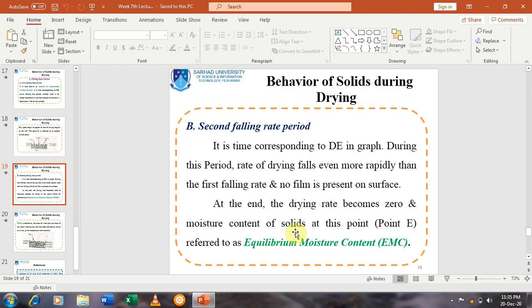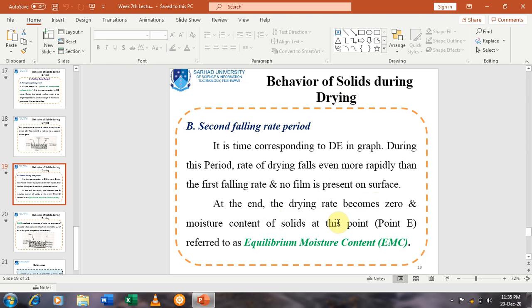And the second falling rate period is the time corresponding to D in the graphical representation, and in this stage the rate of drying falls more rapidly compared to the first one. Because of the first falling rate period, there is much less quantity of water content in the material and no continuous film formation is present on the operating surface.